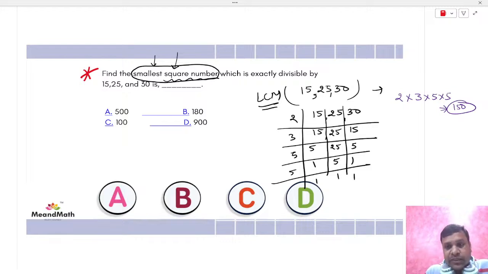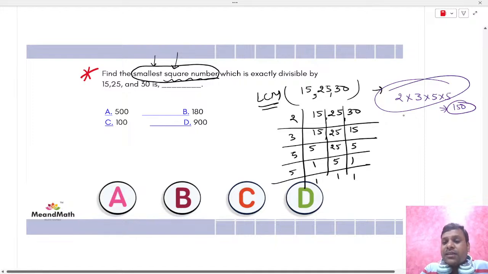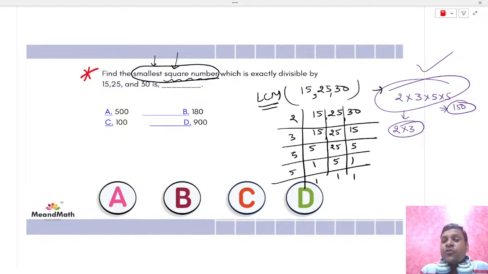I think till now it's clear. So 150 is the number which is exactly divisible by all three numbers, 15, 25, 30, which are given in the question. Now we also need a square number, that number should be a square, but 150 is not a square. So to make this number a square, what we have to do is multiply by 2 and 3, means we have to multiply by 6.